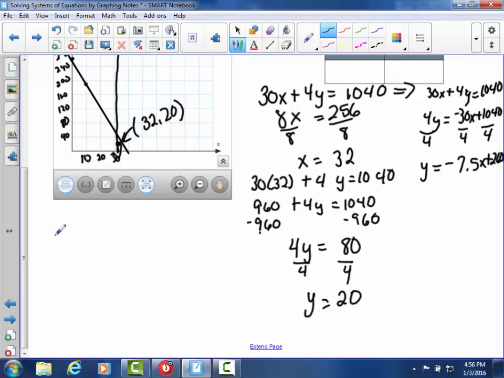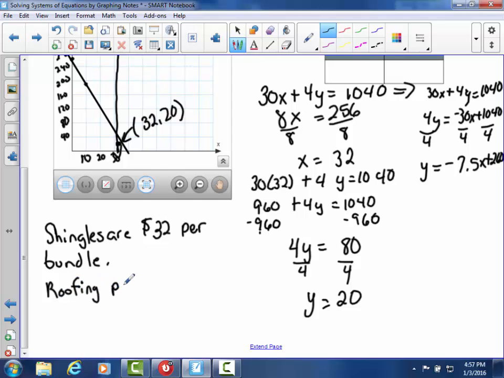Okay, so to answer the question, that means that shingles are $32 per bundle. And roofing paper is $20 per roll. And that was the question they asked.